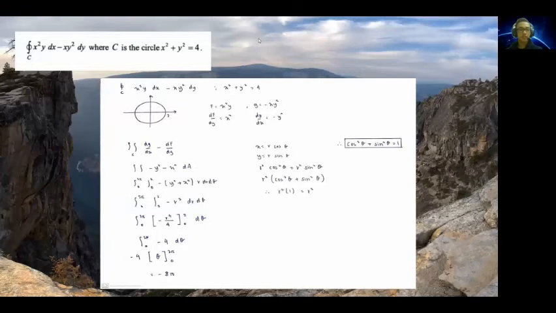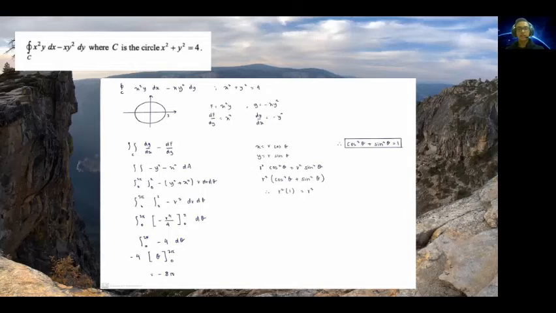Okay, for the last question, it is the integral of x squared y dx minus xy squared dy, where C is the circle x squared plus y squared equals 4. First we need to sketch the graph to know the limits. Then we need to determine F and G. So F is x squared y and G equals negative xy squared. Then we differentiate both functions. ∂F/∂y we get x squared and ∂G/∂x we get negative y squared.